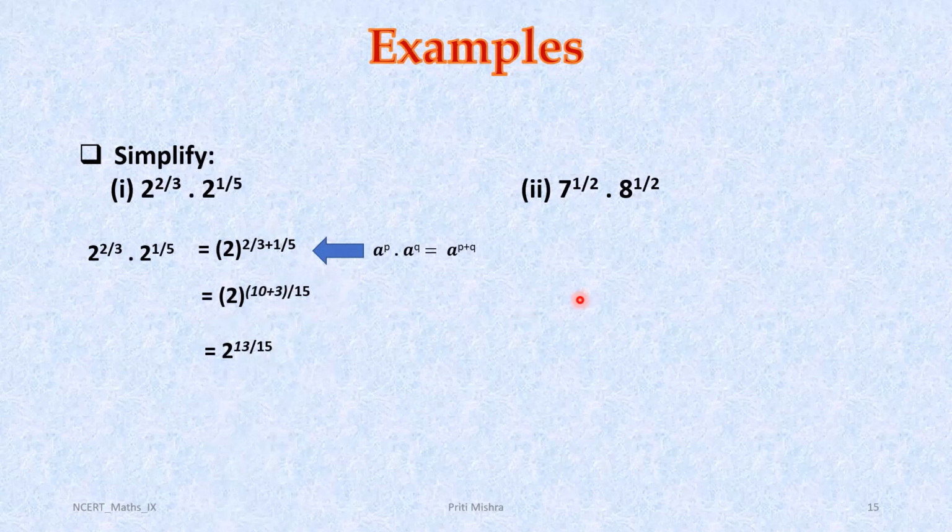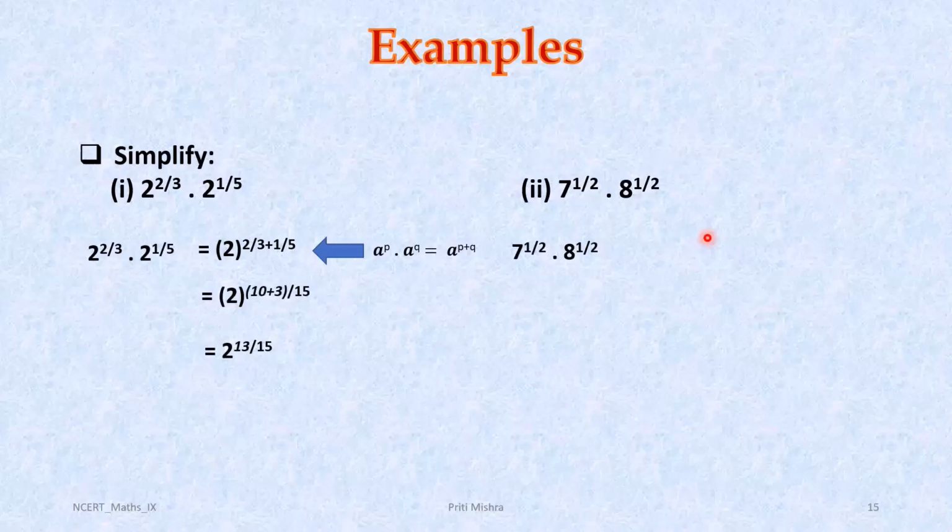This is the answer. Next question, we have to simplify 7 to the power 1 by 2 into 8 to the power 1 by 2. Again, with the help of the law of indices, we can observe here we are having the same power but different base. So we can use a to the power p into b to the power p can be written as a into b to the power p. We can write it like 7 into 8 to the power 1 by 2, right? Now 7 into 8 will give us 56. 56 to the power 1 by 2. So this is the answer.